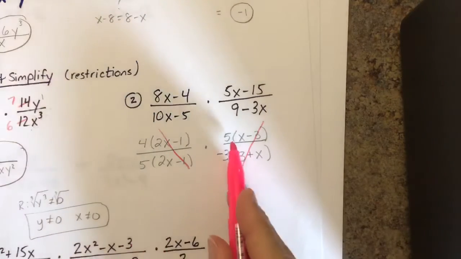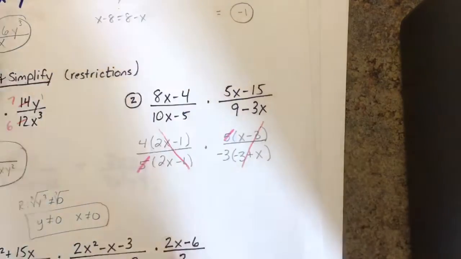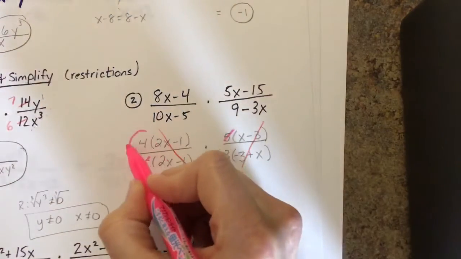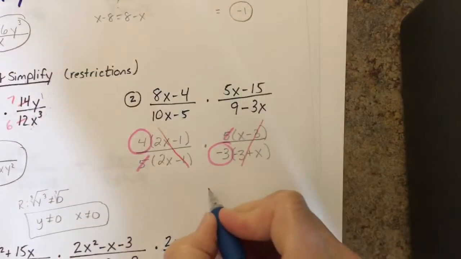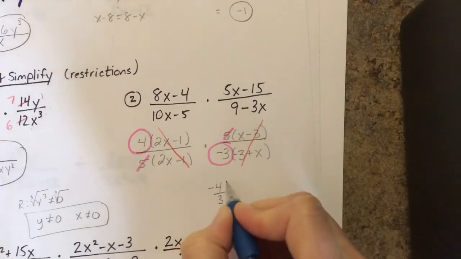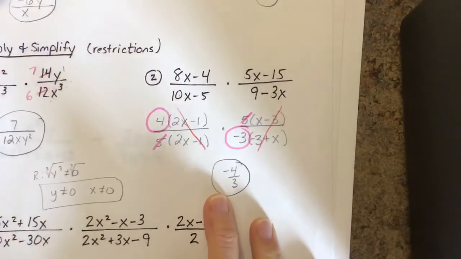You see anything else? All right. 5 divided by 5. The 5's cancel. So I am only left with 4 over negative 3. That is negative 4/3. Final answer. No x's even in that. It can happen. Okay.